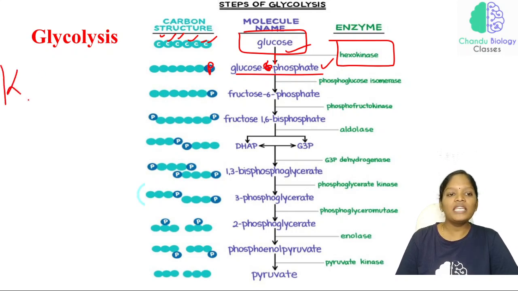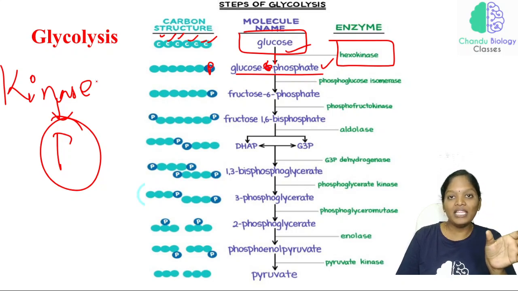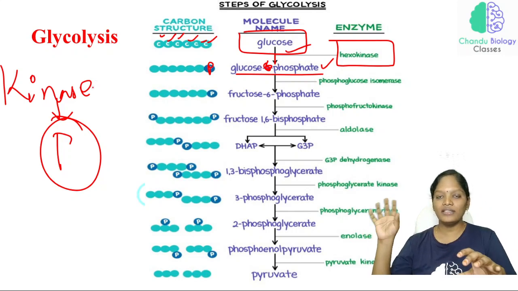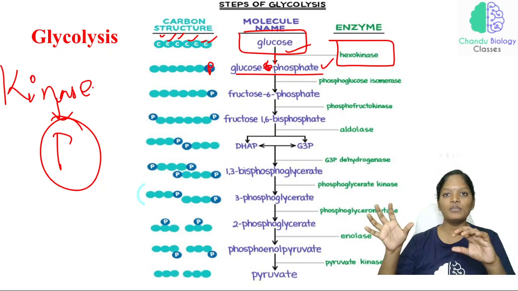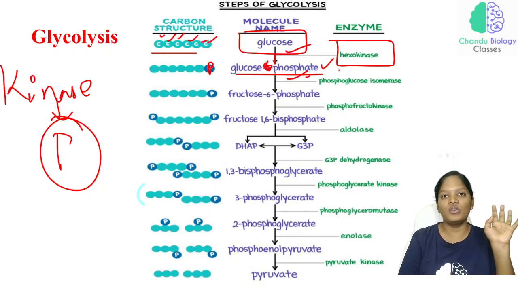Whenever any enzyme ends with the word kinase, that enzyme is involved in adding a phosphate group. Let me explain once again: if any enzyme ends with the word kinase, it is definitely involved in adding the phosphate group. That's why we are grouping that particular enzyme under this group. Now as it is hexokinase, hexo means 6 carbon. Glucose also has 6 carbons, and at the 6th carbon they add a phosphate group under the hexokinase enzyme.